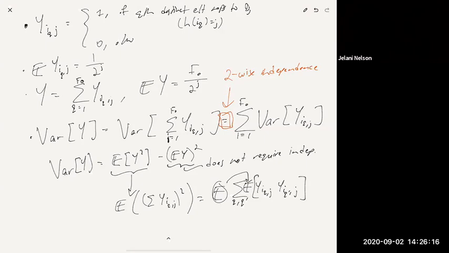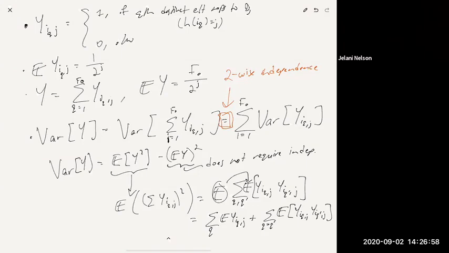Okay. And let me break this up into two cases. There's a case where q equals q prime and where q is not equal to q prime. So this is the sum over q of the expectation of y_{i,q,j} squared, but y is a 0, 1 random variable. 1 squared is 1, 0 squared is 0. So squaring this random variable doesn't do anything, so I don't have to square it. Plus the sum over q not equal to q prime of the expectation of y_{i,q,j} times y_{i,q',j}.